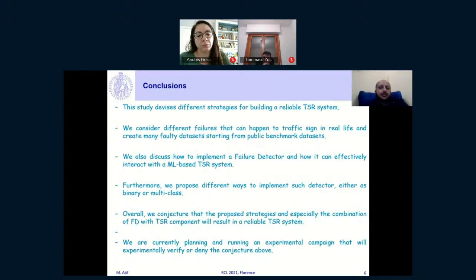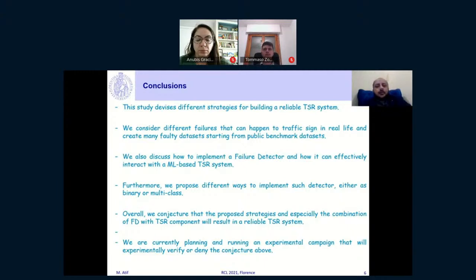Conclusion: this study devises different strategies for building a reliable TSR system, and we consider different failures that can happen to a traffic sign in real life because of occlusion, because of environmental changes, because of camera failures. So any failure that can happen to a traffic sign in real life, we consider that. And we create many faulty datasets starting from public benchmark datasets.